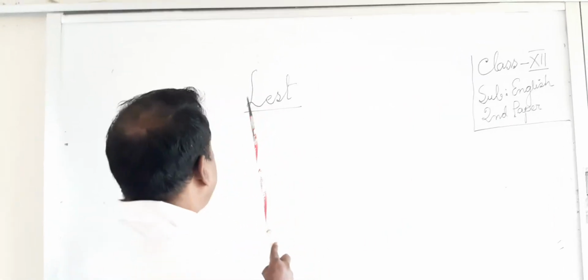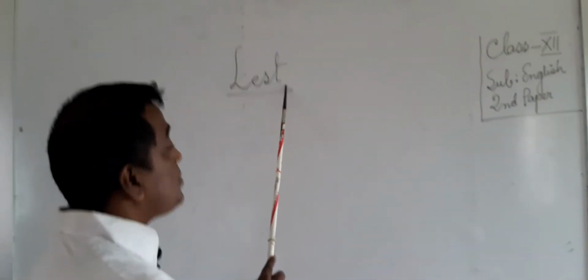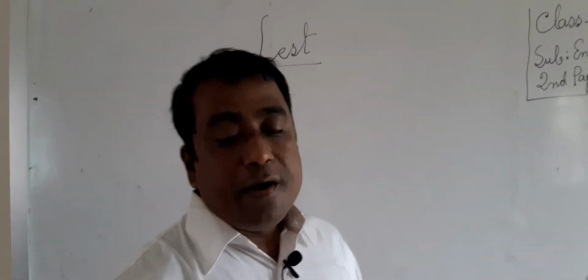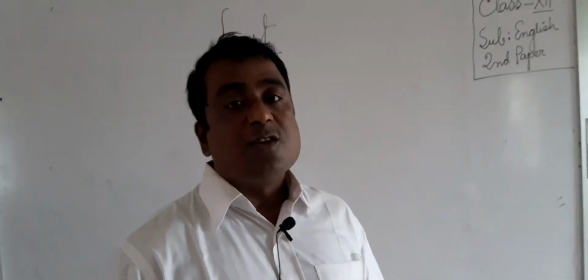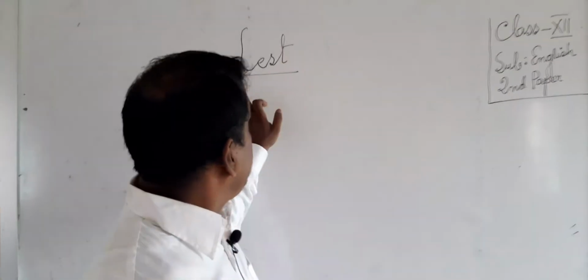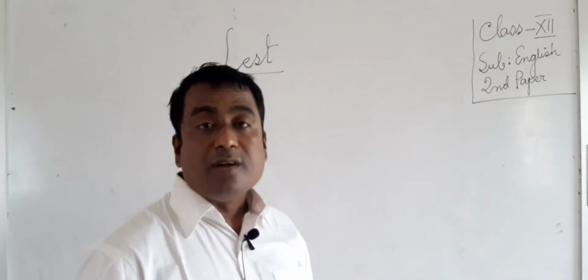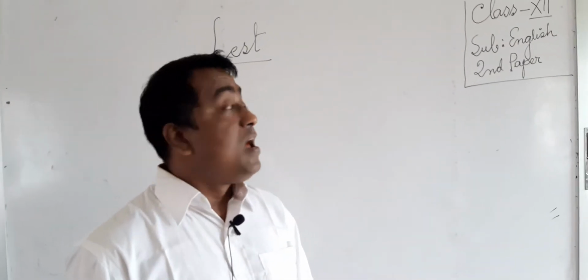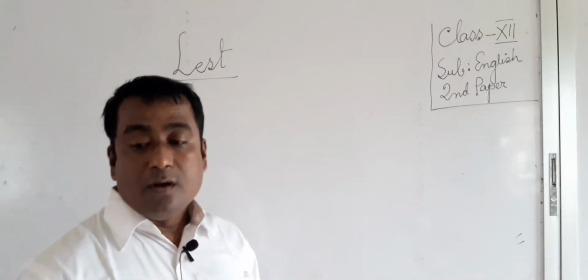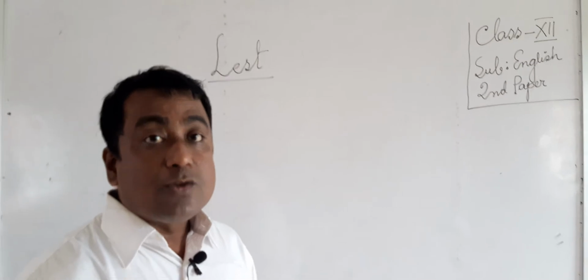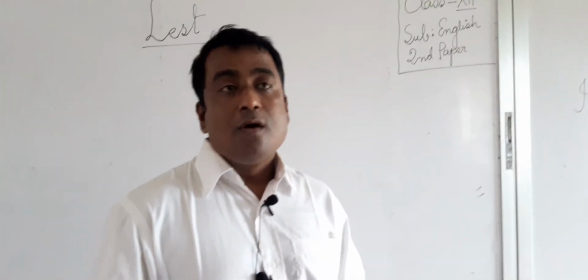Lest, L-E-S-T. Can you remember? Can you tell me what is lest? What part of speech is it? Lest is a conjunction, and it is usually found in a complex sentence. Now the question naturally arises, what is a complex sentence?